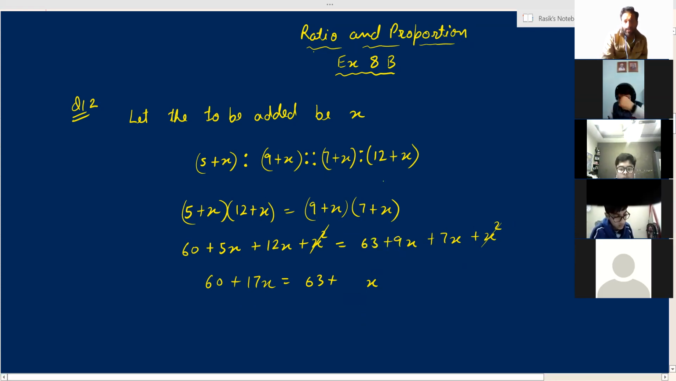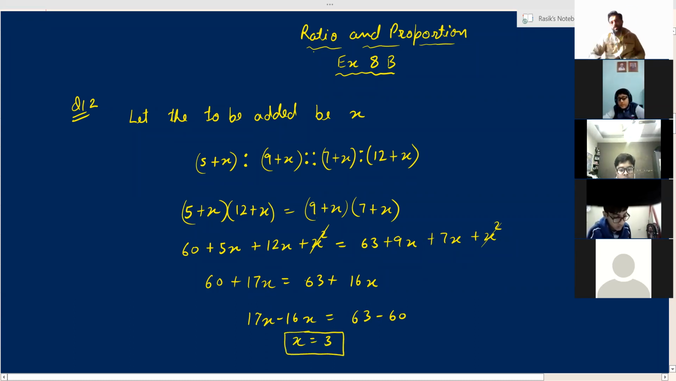This question is a combination of algebraic expressions, linear equations, and ratio and proportion. It is a combination of three chapters, so that's why it is kept last. 17x minus 16x is equal to 63 minus 60. So x equals 3.